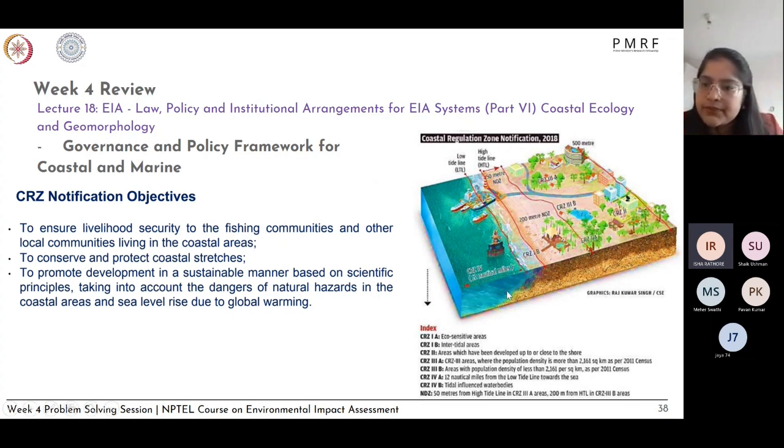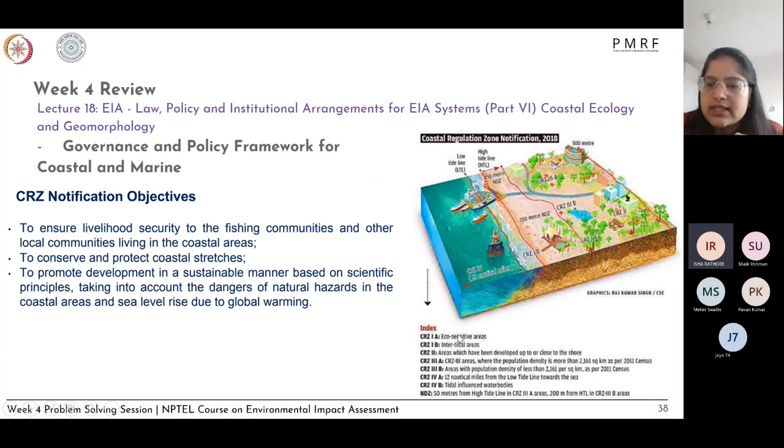So we first define the low tide line and then the high tide line. And then we have the 50-meter line from the high tide line, which is defined as the no development zone. And then we also have a 200-meter line, which is the no development zone, or the NDZ. So the NDZ is basically 50 meters from high tide line in CRZ3A areas, and 200 meters from the high tide line in CRZ3B areas. So we will go into what are these areas now.